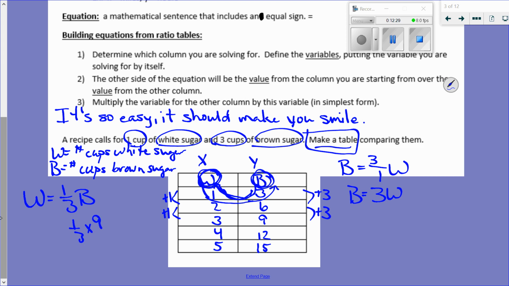Sean? Circle what number? Okay. Okay. Ladies, you probably want to be listening because we're going to be doing this very shortly.